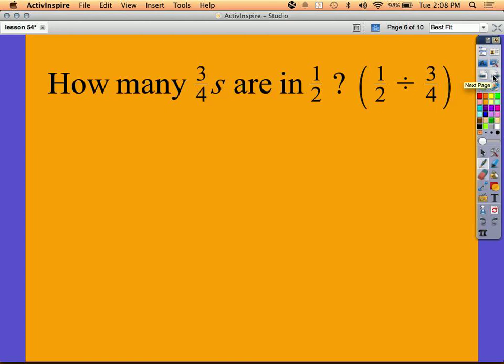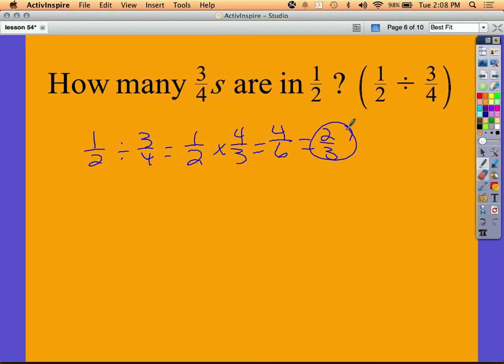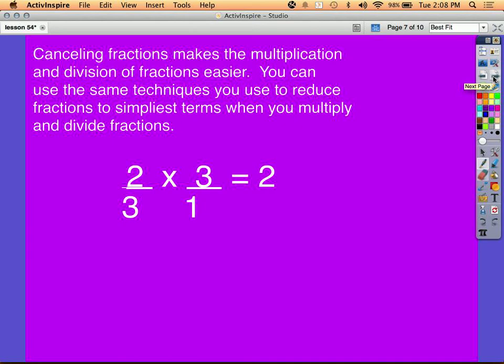So how many 3/4s are in 1/2? The question is just flipped around. So 1/2 divided by 3/4. Don't ask why, flip the second fraction and multiply. That's 4/6, which is equal to 2/3. So there's 2/3, 3/4, and 1/2. Don't ask why, flip the second fraction and multiply.